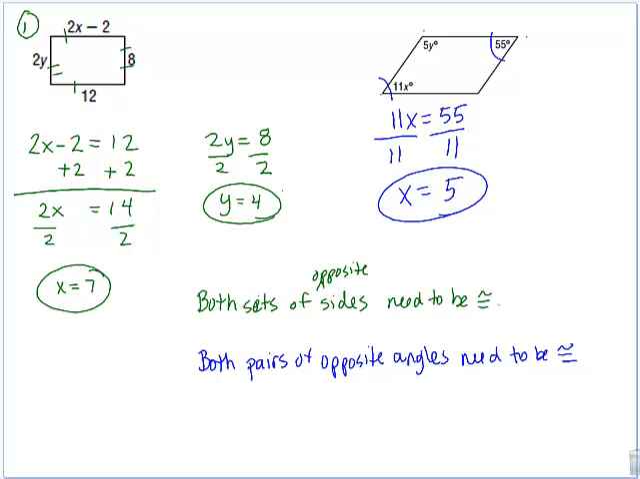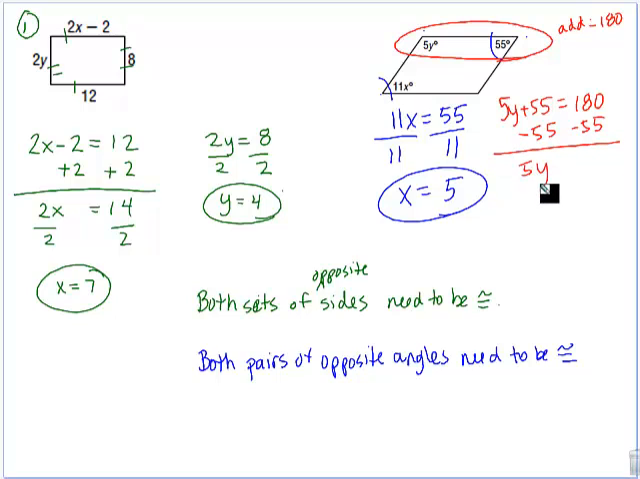Something else we know about parallelograms is that the consecutive angles should add to equal 180. So 5y plus 55 should equal 180. Now we just need to solve this for y. We can solve this by first subtracting 55 from both sides. So 5y is equal to 180 minus 55, which is 125. Then we can divide both sides by 5. So y is equal to 25.